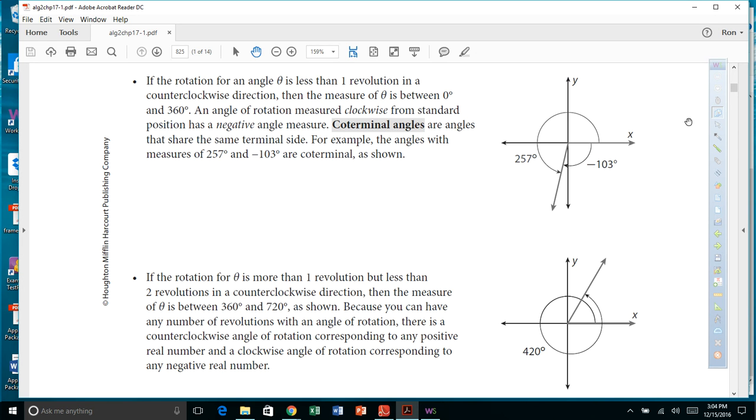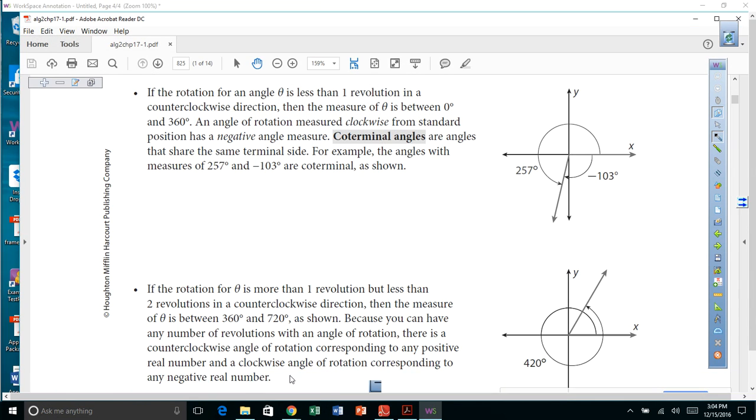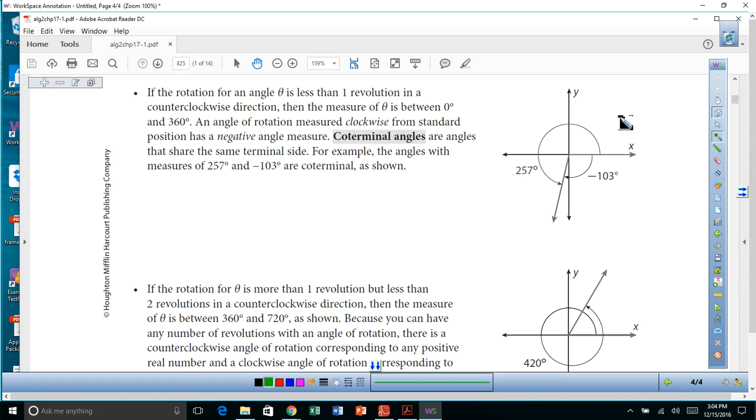If the rotation for an angle theta is less than 1 revolution in a counterclockwise direction, then the measure of theta is between 0 and 360 degrees. And the angle of rotation measured clockwise from standard position has a negative angle measure. So what they're saying here is if we go this direction, counterclockwise, it has a positive measure. If we start at the initial side and go to the terminal side clockwise, it has a negative measure.